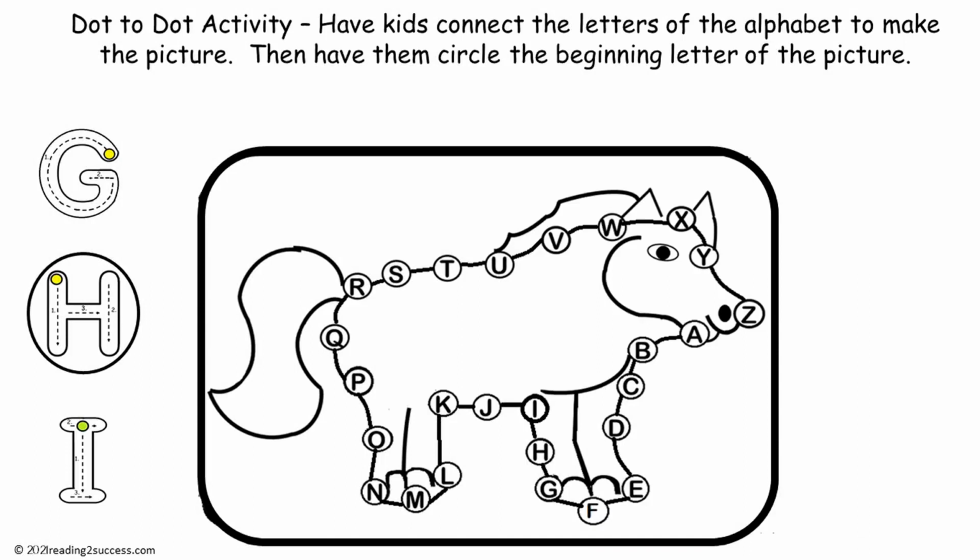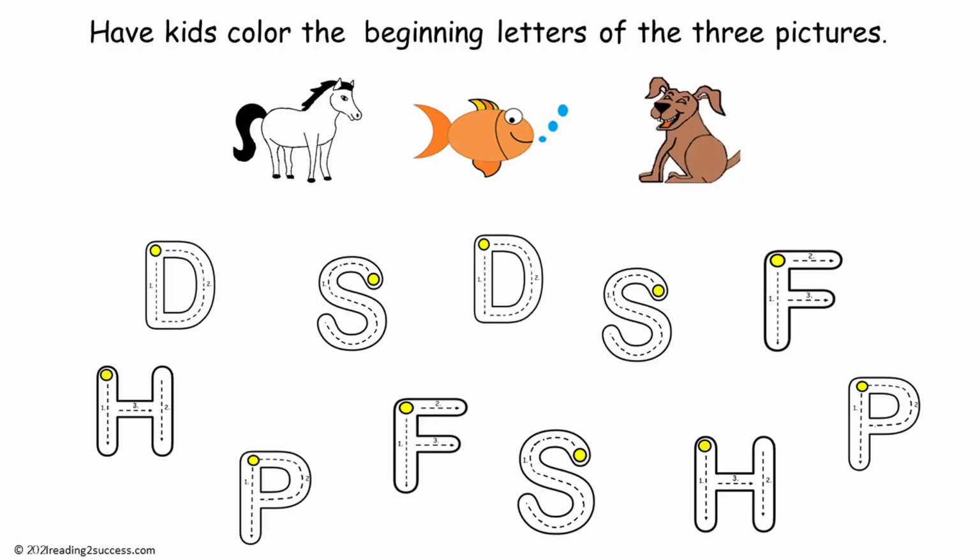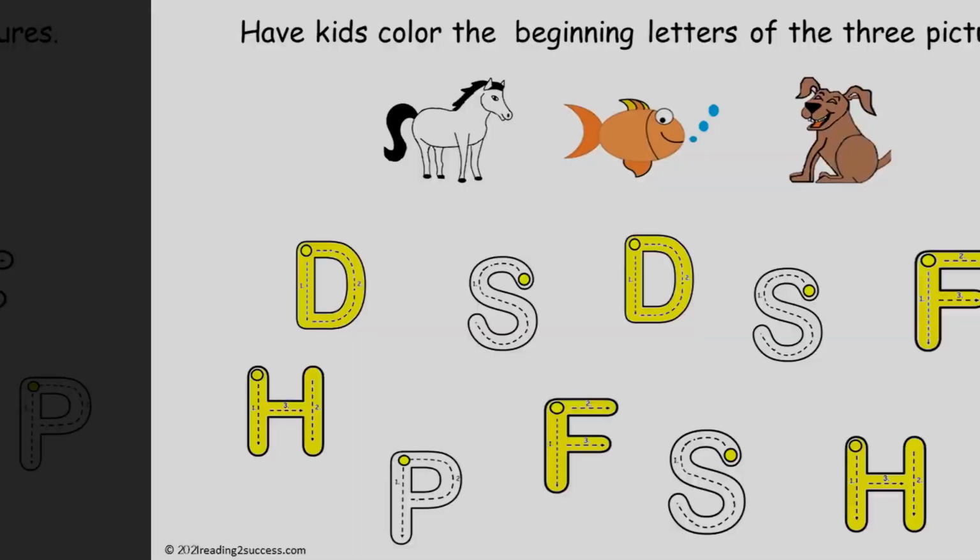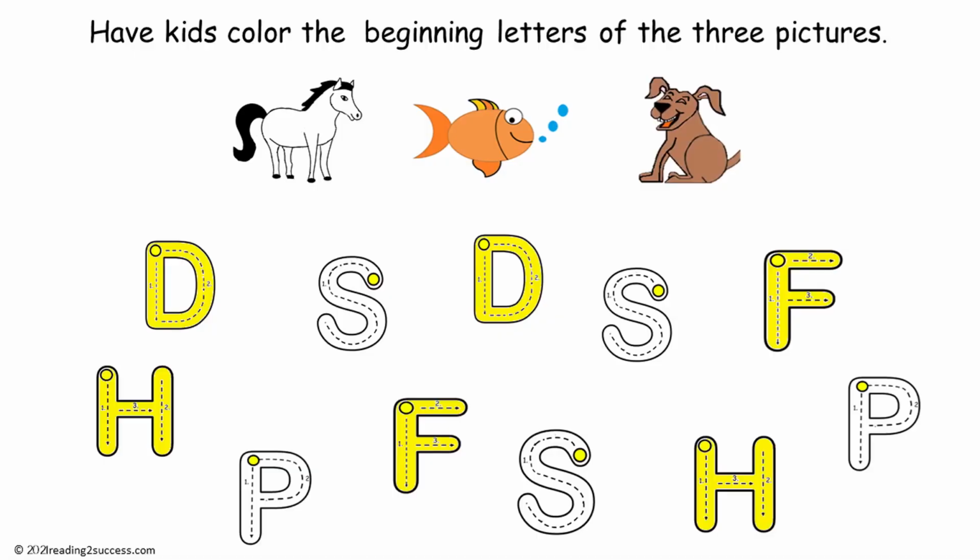This is a completed example of connecting the dots and then circling the letter H for horse, and now kids are ready to color the picture. In this practice page, have kids color the beginning letters of the 3 pictures, horse, fish, and dog. And this is a completed example.